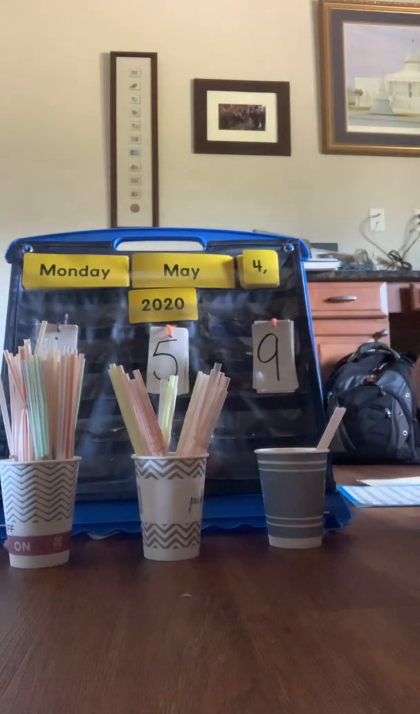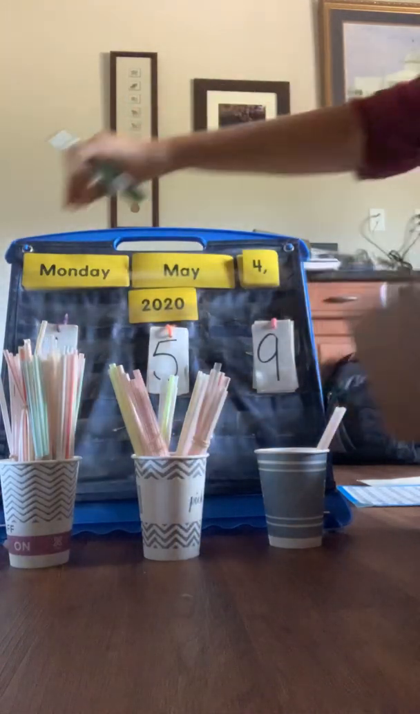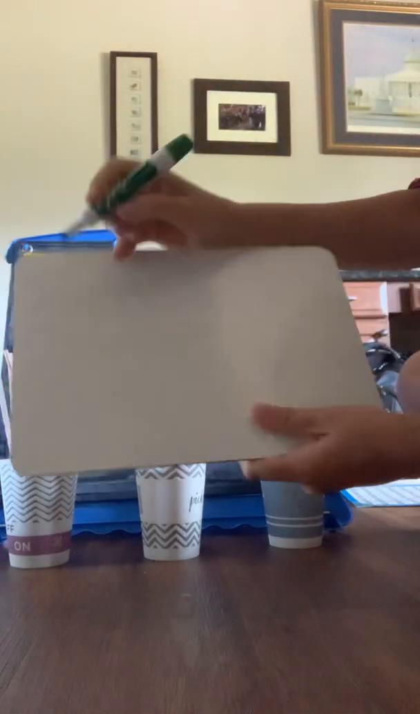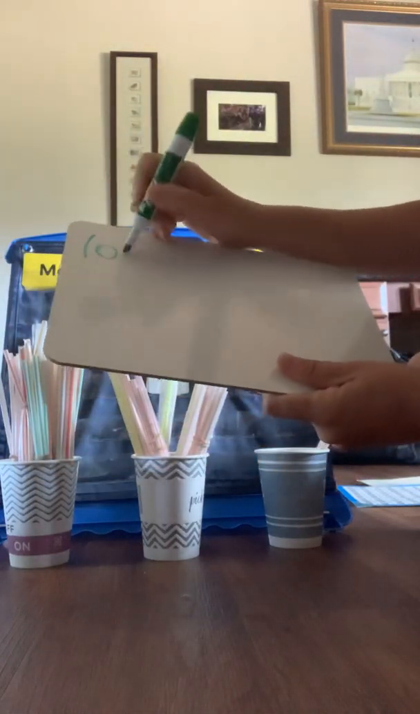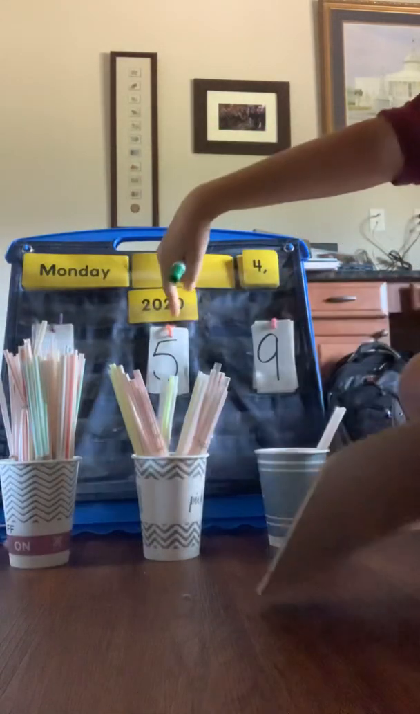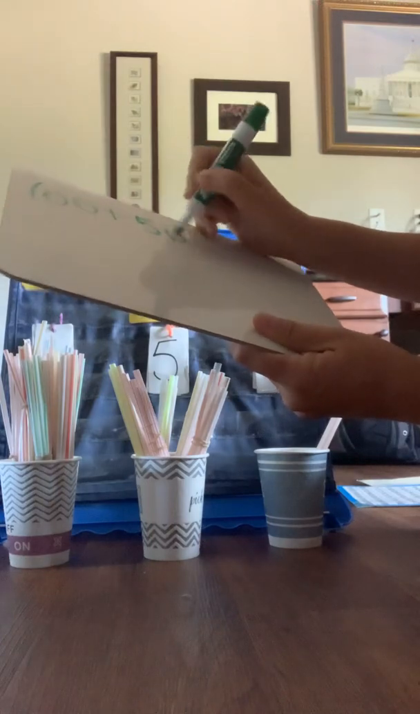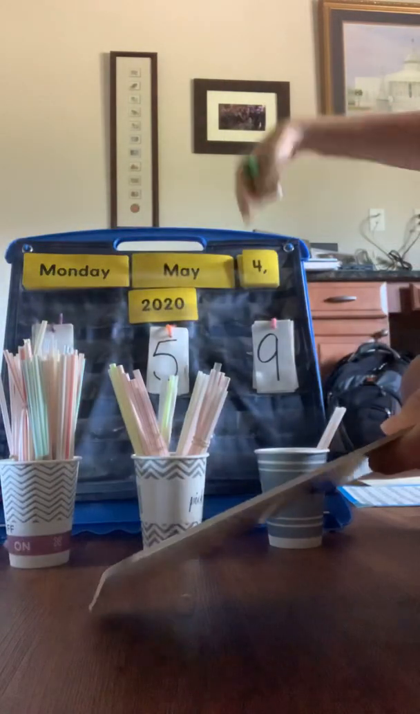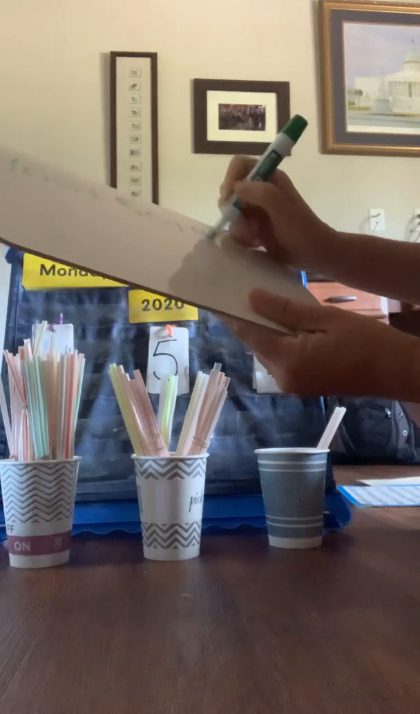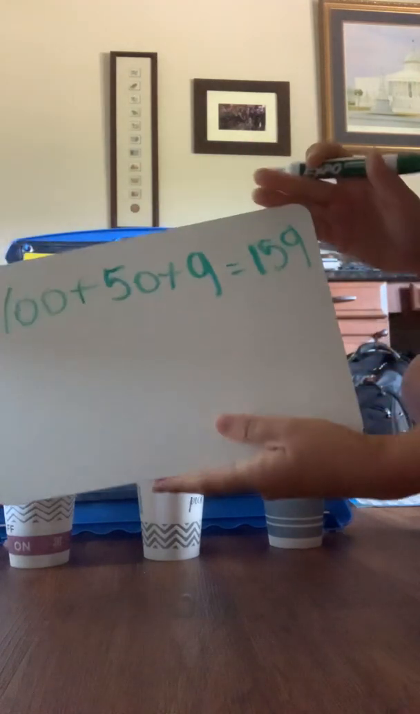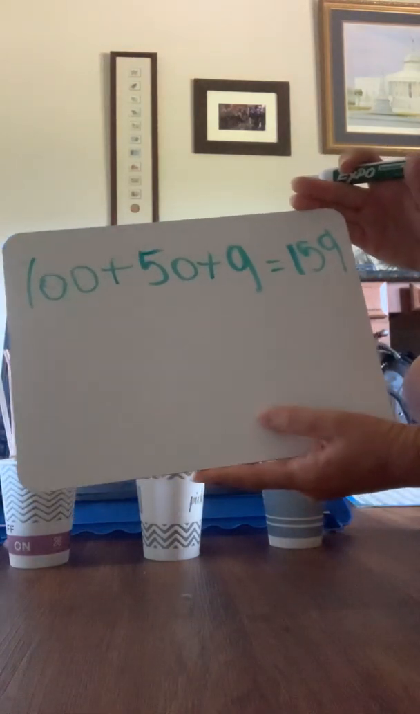So if we want to write that in expanded notation or expanded form, remember, we're going to say 100 plus 50 plus 9. 100 plus 50 plus 9 equals what? 159. 159 days of school.